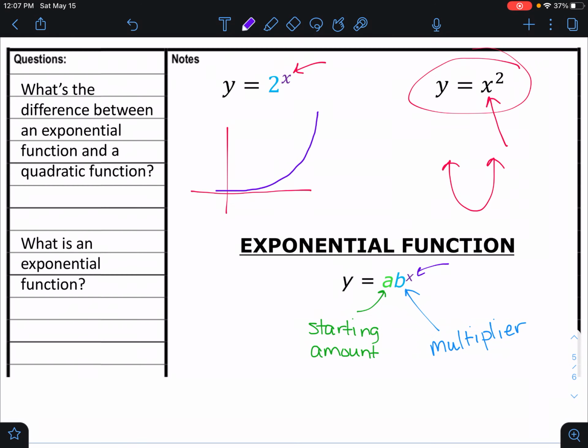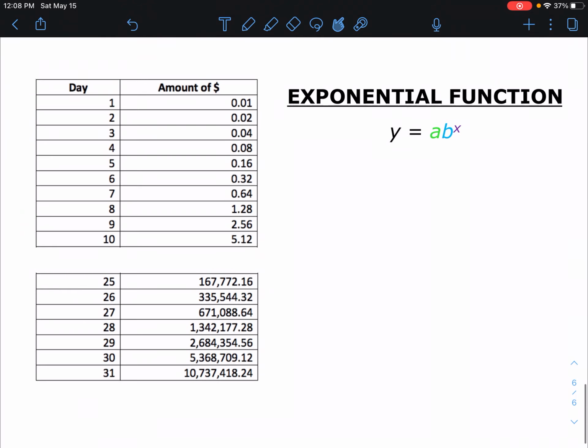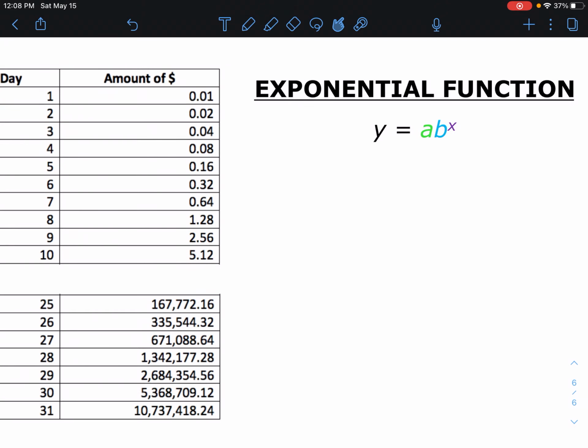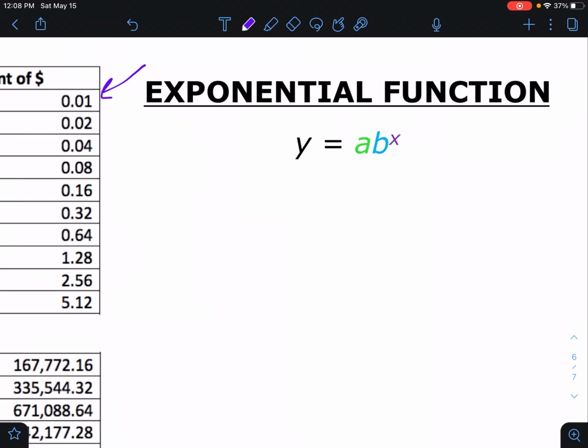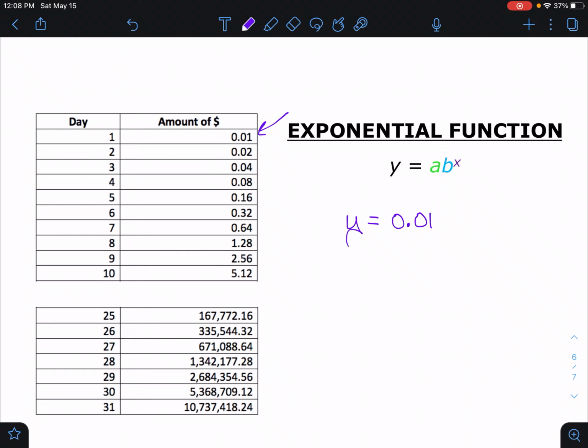So let's take a look at our function here. Exponential function. So if I wanted to write this, rather than plug this all the way through, I would say, well, my starting amount was a, and you can see that my starting amount here is a penny. So I could say, well, this is y equals 1 penny. Now, what was I multiplying every time? Well, we said it was doubling. So every time I did this, I was multiplying by 2, all the way through. So I could say times 2 to the x power.